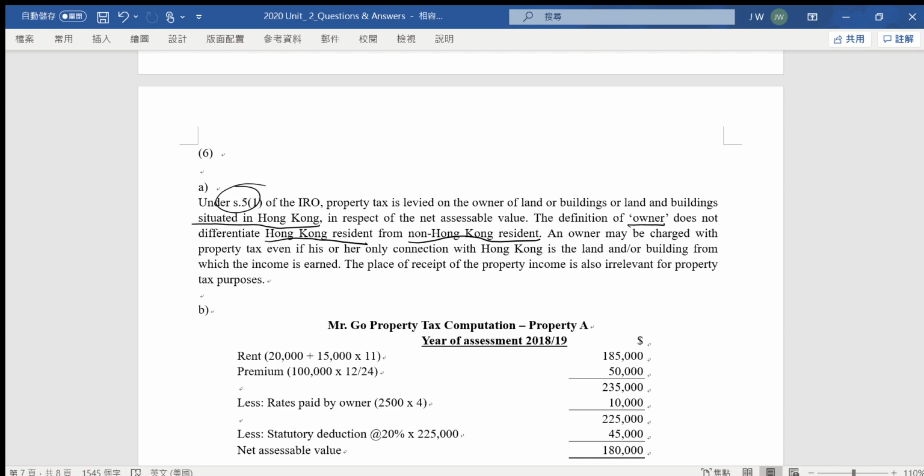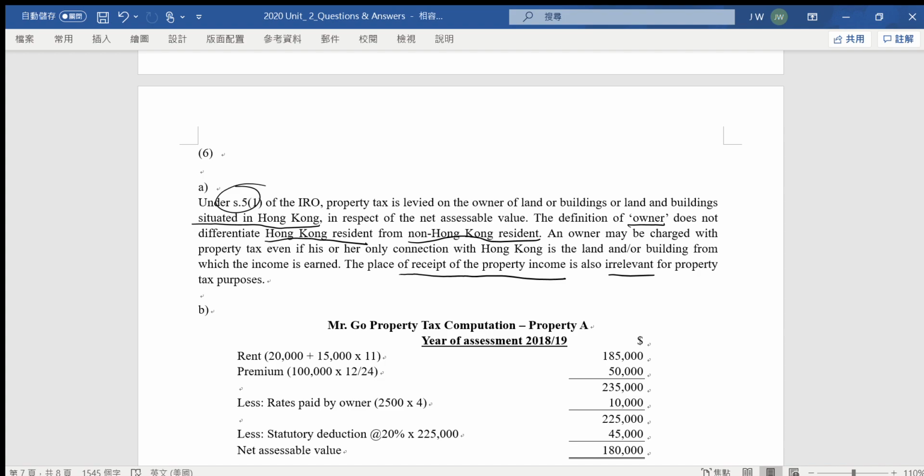And that's why what he mentioned about the place of receipt of the rental income is irrelevant. You should give him advice that he should pay, and he asks about being subject to Hong Kong property tax. And you should discuss all of it.